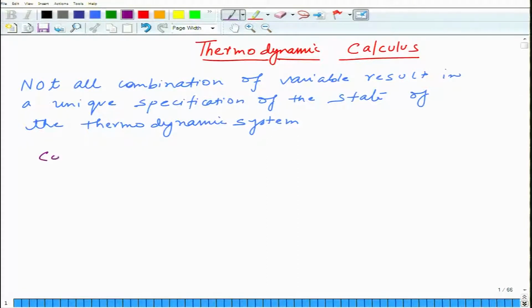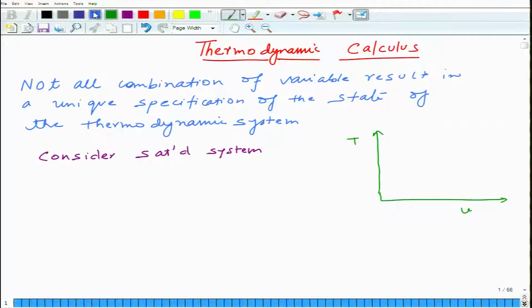So, let us just consider a saturated system. Now, what I am going to do is plot a T-V diagram. And this is my saturated vapor-liquid region. I am going to consider an isobar, which is at a certain pressure. Once we specify this pressure P, then the T sat is fixed at P.